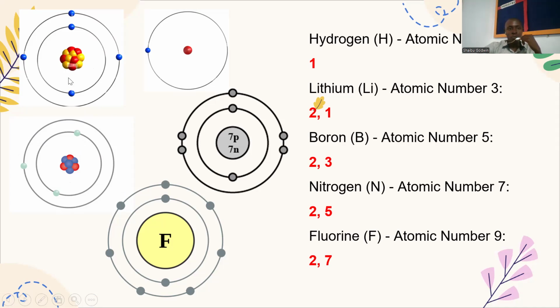This is the atom of boron, has 5 electrons. The K shell will take 2, as you can see, and then the remaining 3 electrons will be distributed in the L shell. This is the atom of nitrogen. It has 7 electrons in all. The K shell takes 2, and then the L shell takes 5, as you can see. And then fluorine has 9 electrons in all. The K shell takes 2, and then the L shell takes 7.